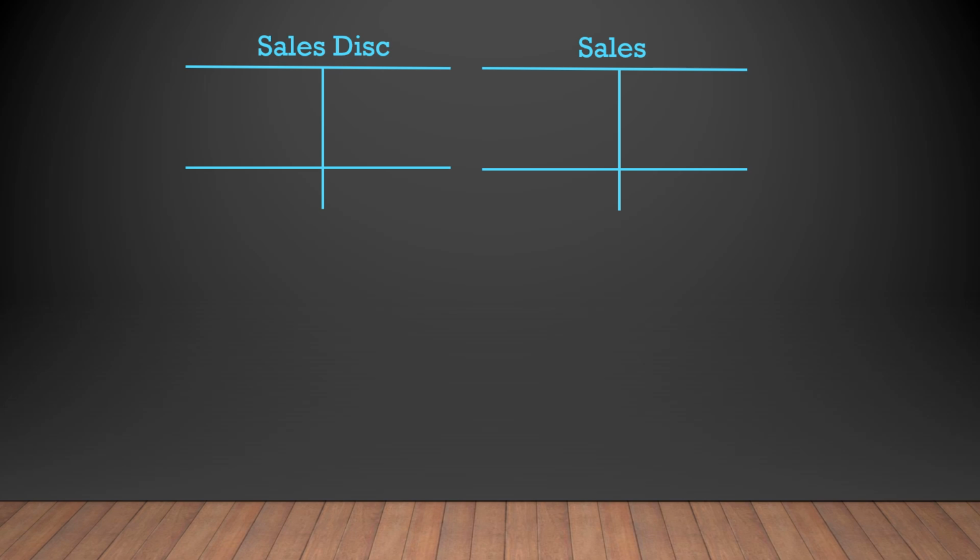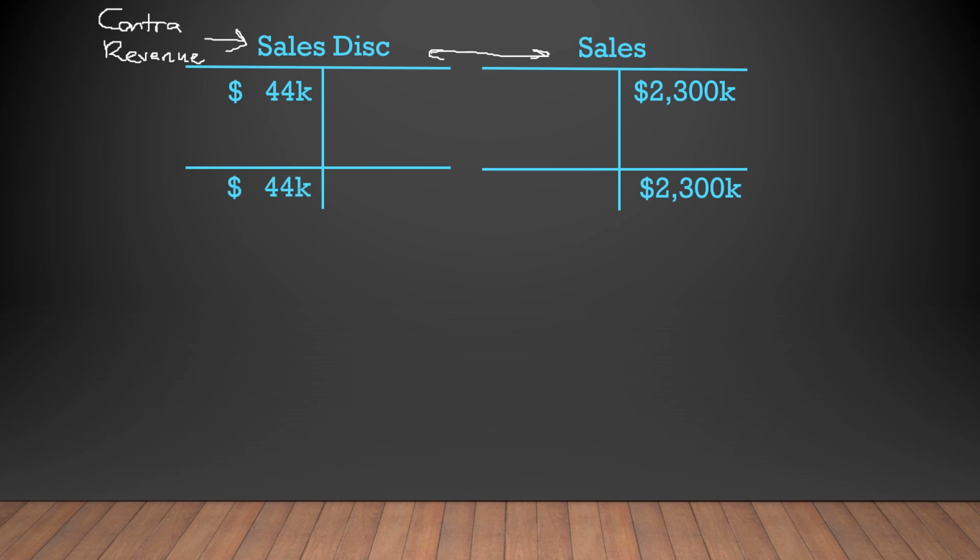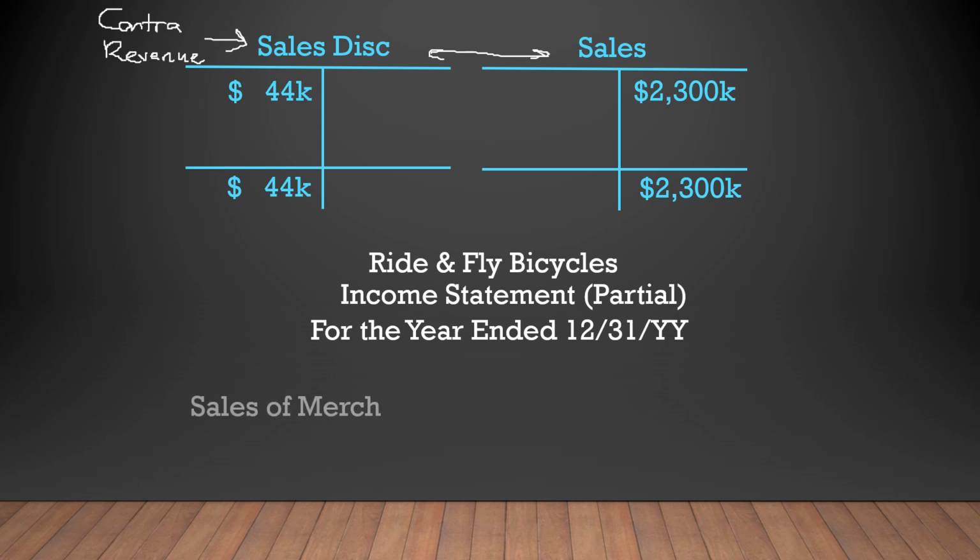Sales discounts is a contra revenue account. This means that it's tied to our other revenue accounts, specifically sales of merchandise. But whereas our revenue accounts carry a credit balance, as a contra account, sales discounts carries a debit balance. Consequently, when we build our income statement, the credit balance in sales will net against the debit balance in sales discounts and give us net sales.